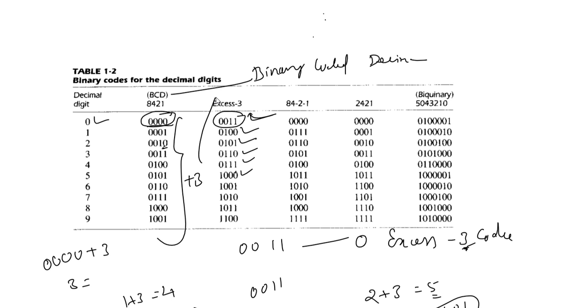Like this, there are many binary codes to represent a decimal digit. Here also one more code you can observe, 8 4 minus 2 minus 1. Okay, I will erase these things.